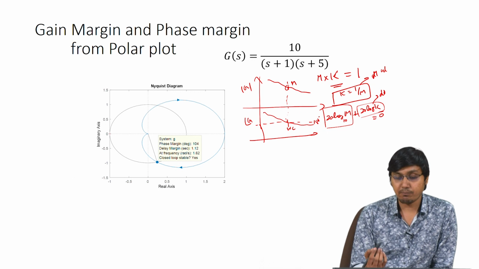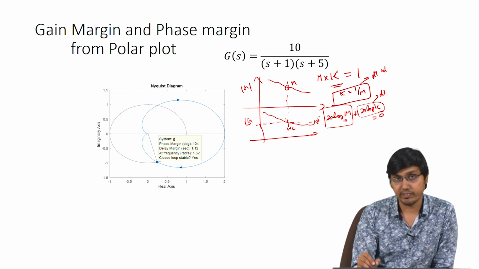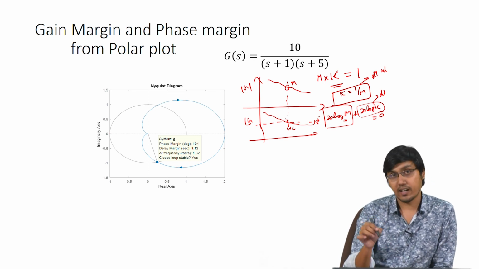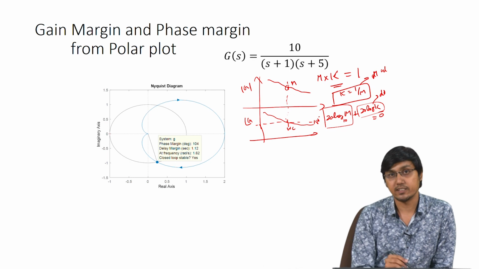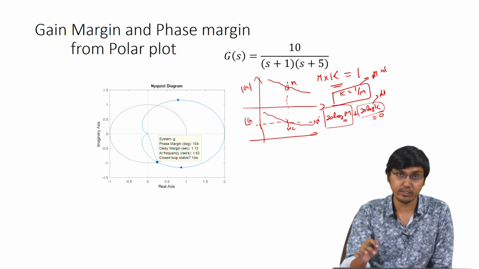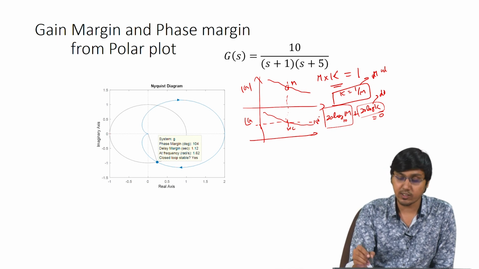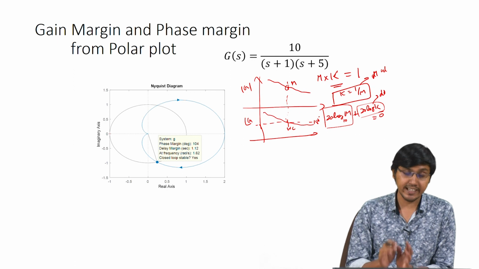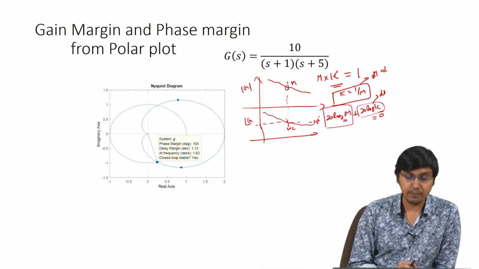Again, the idea was minus 180 degrees. What was the frequency at minus 180 degrees, and what was the magnitude at that frequency? The frequency at which the phase was minus 180 degrees is called the critical frequency. At that frequency, the magnitude is what relates to the gain margin. So the same concept we apply here.